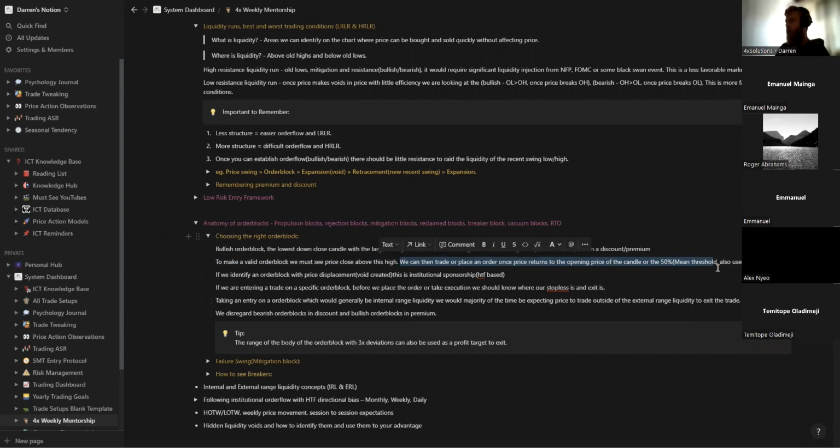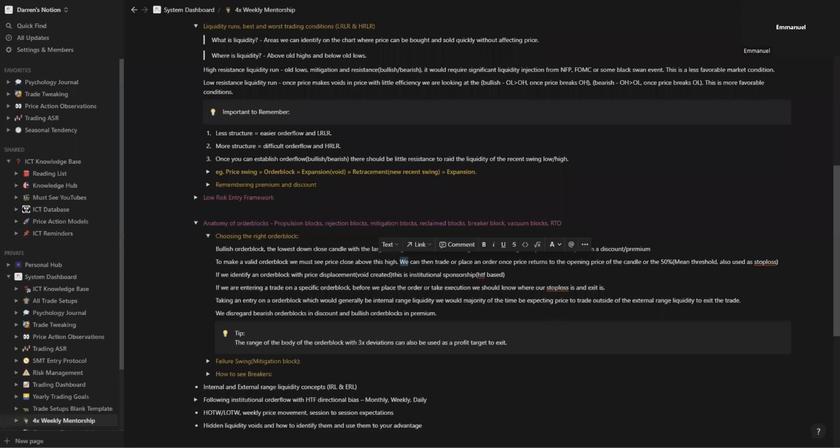So like I said, mean threshold 50%, body, not the wicks. We are looking at opening and closing prices when we are referring to the order block. And to make a valid order block, we must see price close above that opening or closing price, depending on if it's bullish, bearish, etc. We'll learn more about things relating to order blocks as we move on in the list of objectives we need to accomplish.